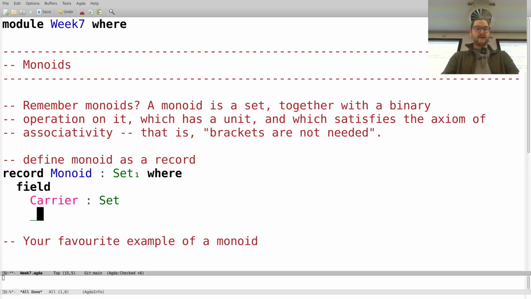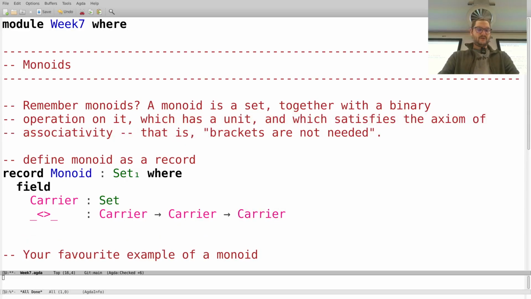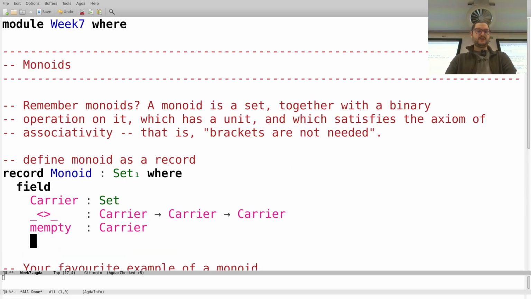So I have a binary operation which I'm going to call something like this, which might remind you of a Haskell thing. It's a binary operation, so it's taking two arguments and returning a value. It has a unit, so I'll call it empty, I guess, to stick with the Haskell idea. And then there's a bit of characterization, so it satisfies the axiom of associativity.